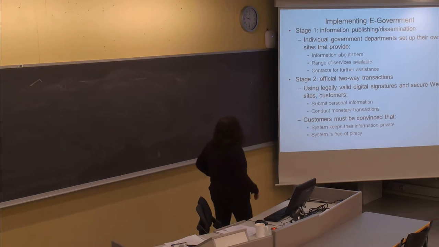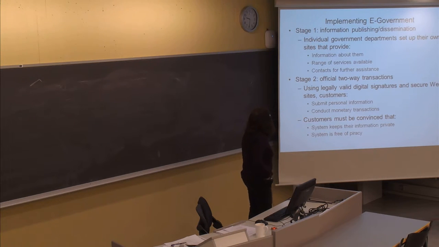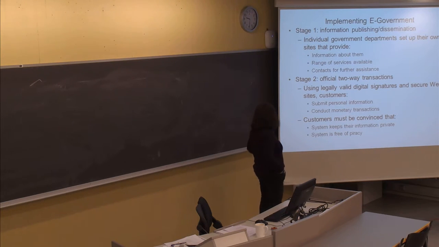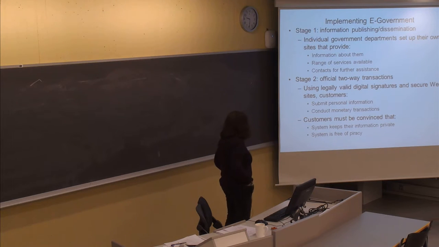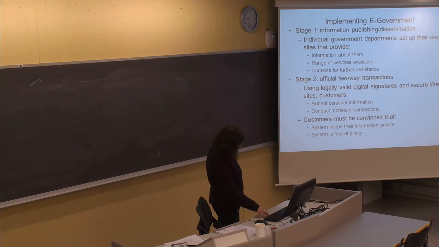So this is also expressed in more detail here. We have stage one, information publishing and dissemination, so we have information about government departments, various services, and contact information. Then there are two-way transactions, allowing the submission of forms and being able to conduct monetary transactions. The customers must be sure that they have privacy and security of their information.